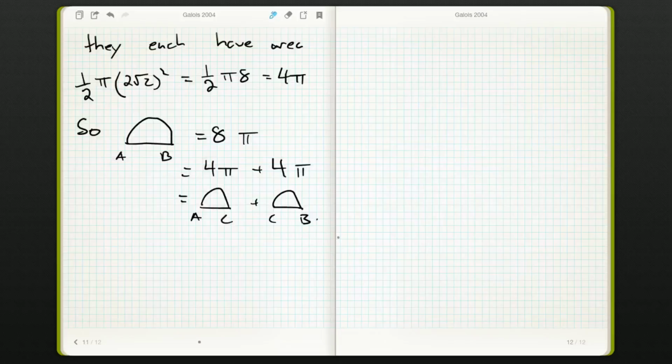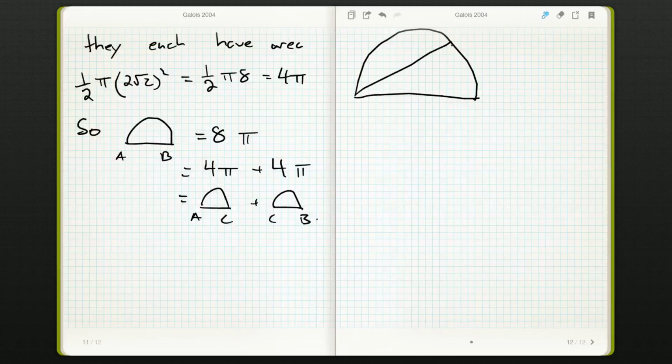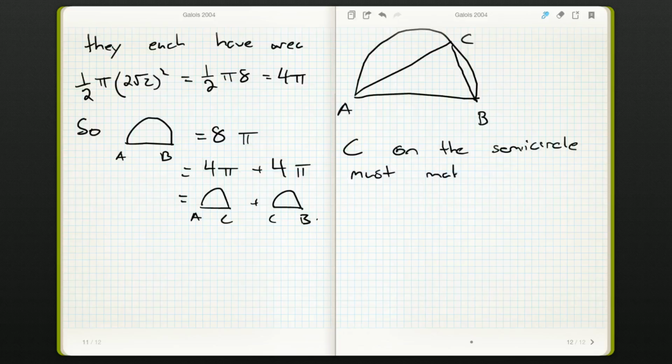So that does it for question 2. What I wanted to do for a moment, and this is just an aside, I think the result is true no matter where I place my other point. So C on the semicircle must make triangle ACB a right angle. This is a nice result.